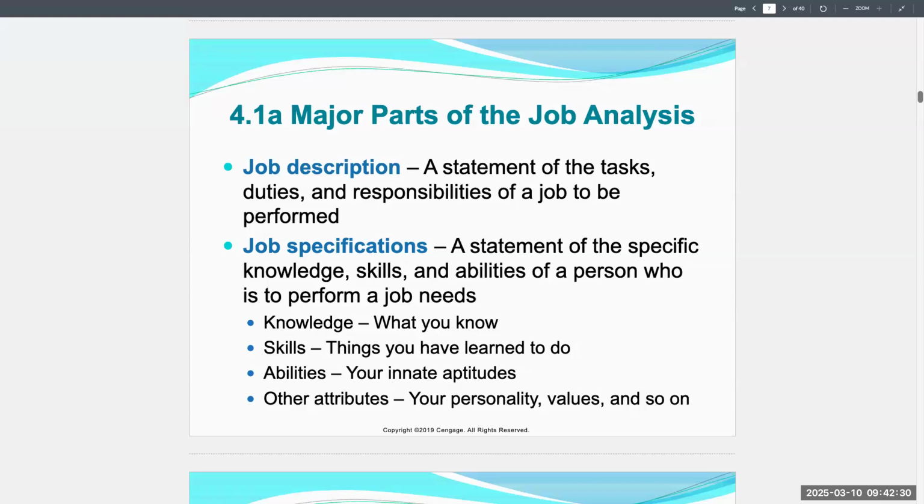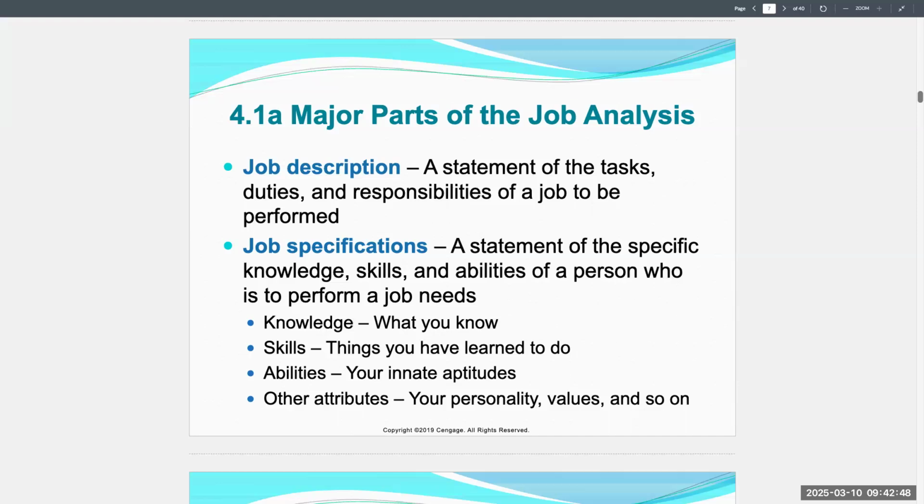The second thing is job specifications. So these are detailed qualifications, skills, and competencies required for the job. You're looking at ensuring that the right people are at the right places at the right time and so forth. So what you're looking at is knowledge, skills, abilities, and other attributes.